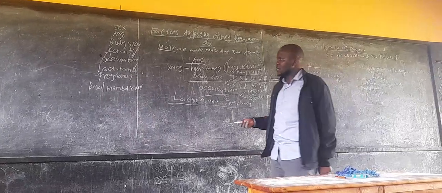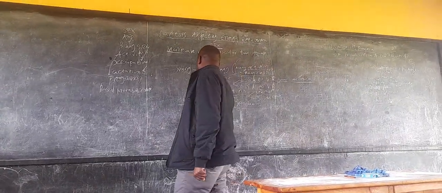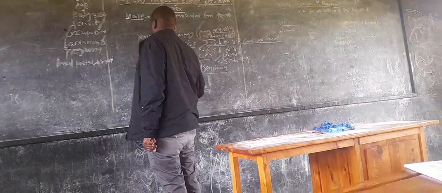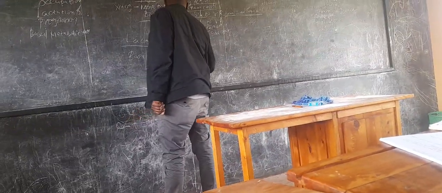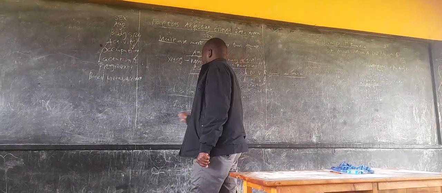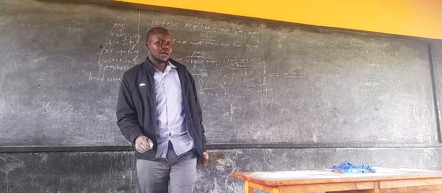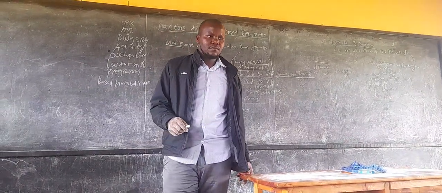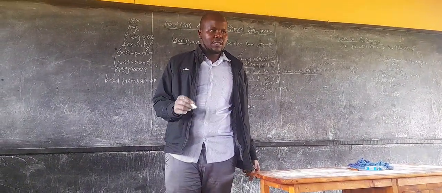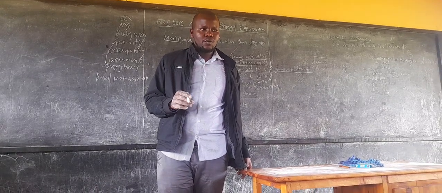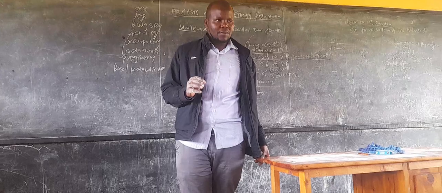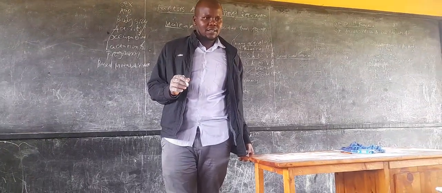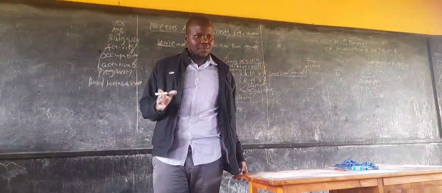Yes. Then the last one is what? Basal metabolism or metabolic rate. How do we explain the basal metabolic rate? We will take us through that. We speak of a person who is at rest and a person who is doing what? Some strenuous exercise.